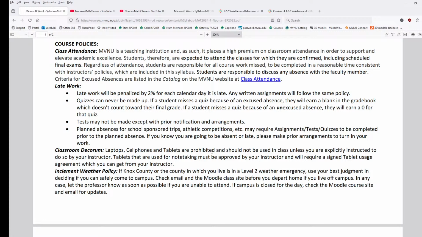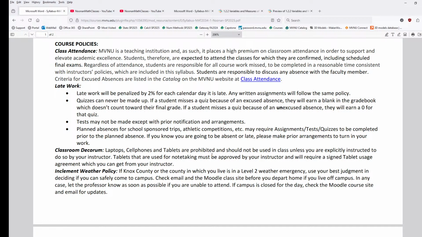So there's that. Quizzes are never made up, mainly because I have a quiz every single day, and it becomes a nightmare to try to figure out who needs to retake what quiz. So my policy is as follows. If you miss because of an excused absence, it just doesn't count for or against you. And if you've had me before, you know how it works. It just goes into the grade book as a blank or a dash or something like that.